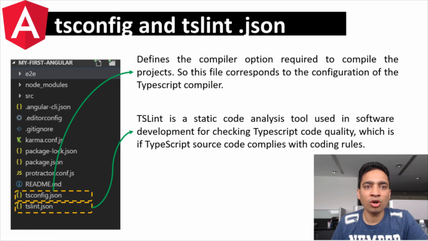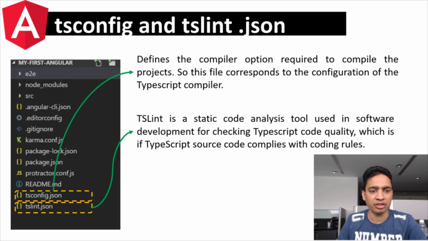So now let's look into another file called tsconfig.json. As we know, TypeScript is the primary language for the Angular application, but the browser doesn't understand TypeScript. So this means that TypeScript has to be compiled or transpiled into JavaScript. This file tsconfig.json defines the compiler options required to compile the project. So this file basically corresponds to the configurations that are required for the TypeScript compiler. You can specify those options under this configuration JSON file, and whatever options you specify, the compiler will take those options and do the transpiling of the TypeScript into the JavaScript.